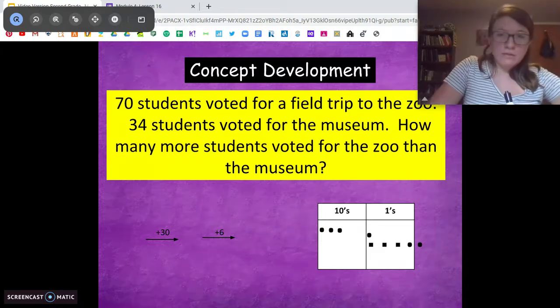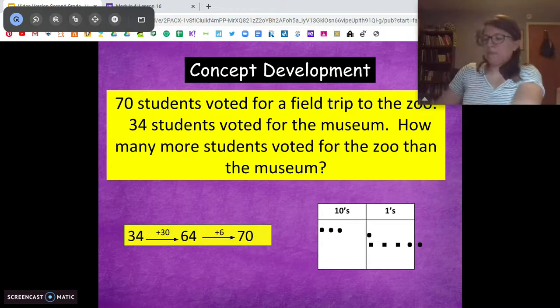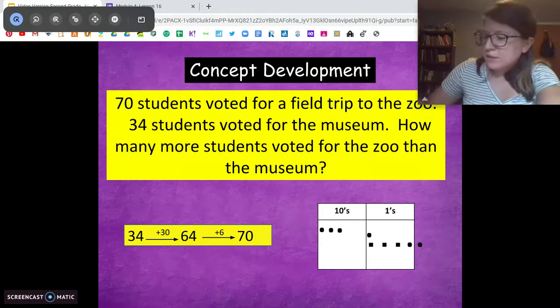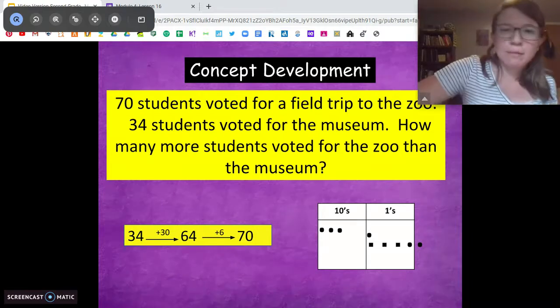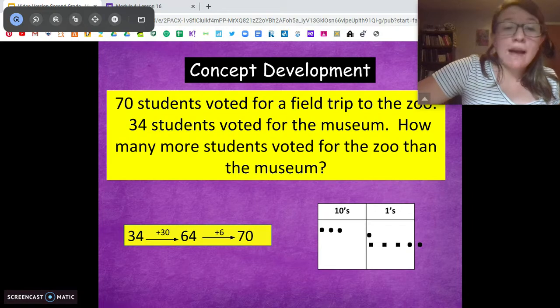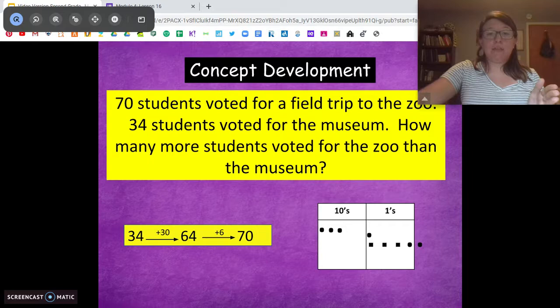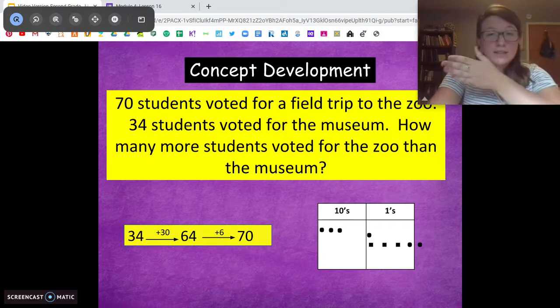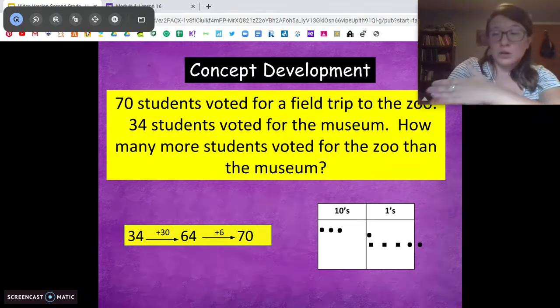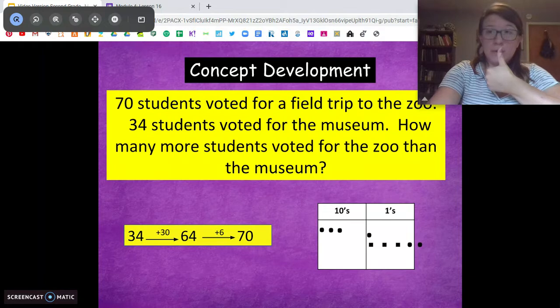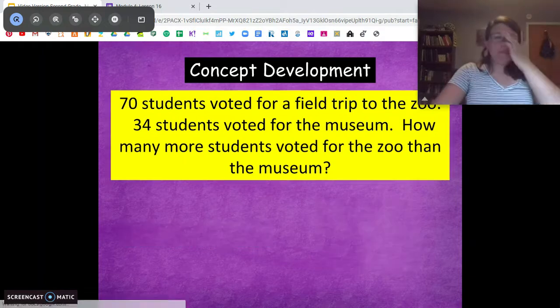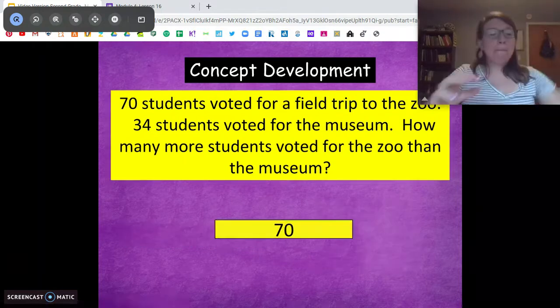You can also use the arrow way. With the arrow way, 3, not 30, 46, 36. That was bad math on my part, I'm sorry. The arrow way, you're going to start at 34, and then you have to get to 70. So you're going to add 30 to get to 64, and another 6 to get to 70, and you get the same answer of 36. Thumbs up if you solved the arrow way. Awesome.